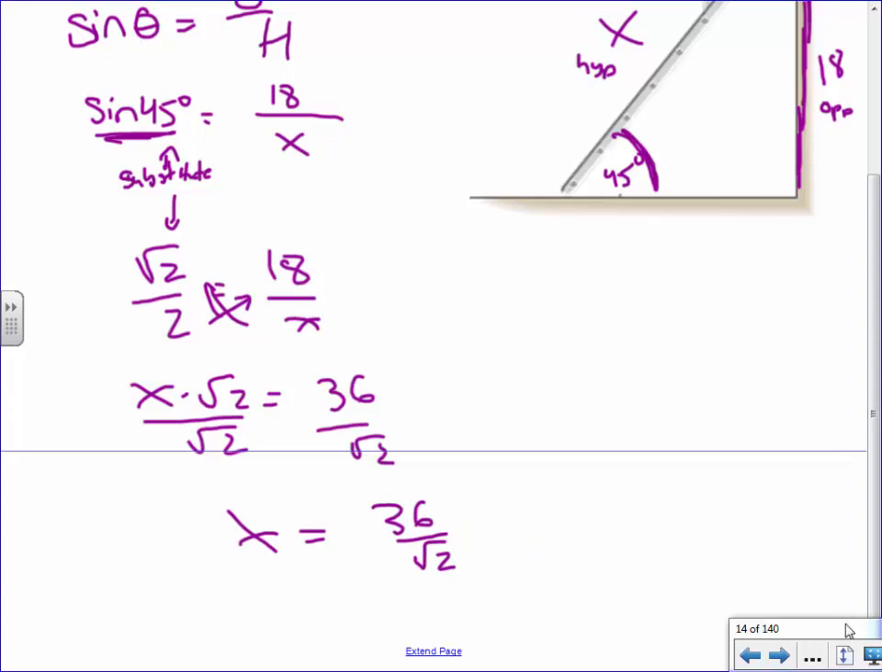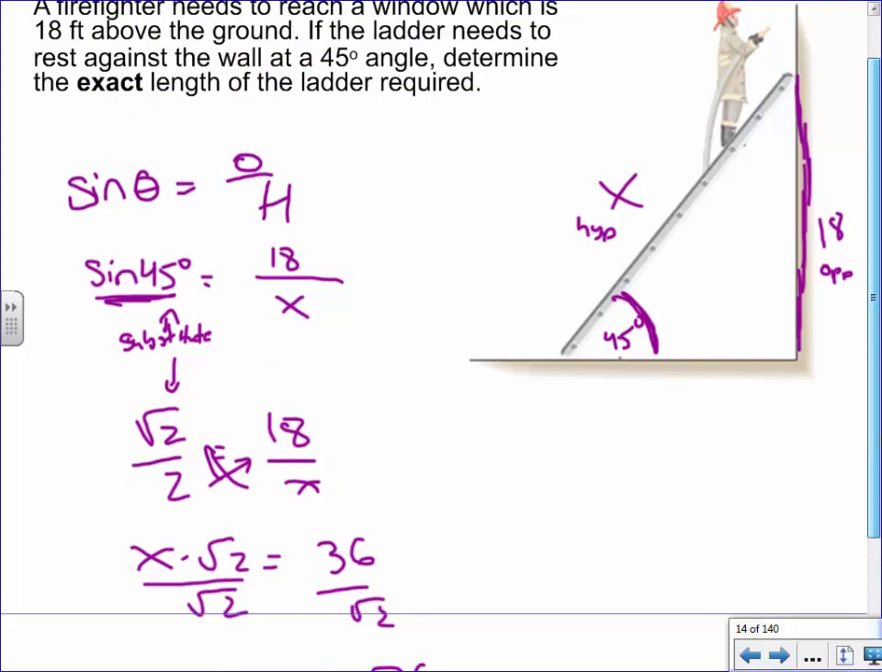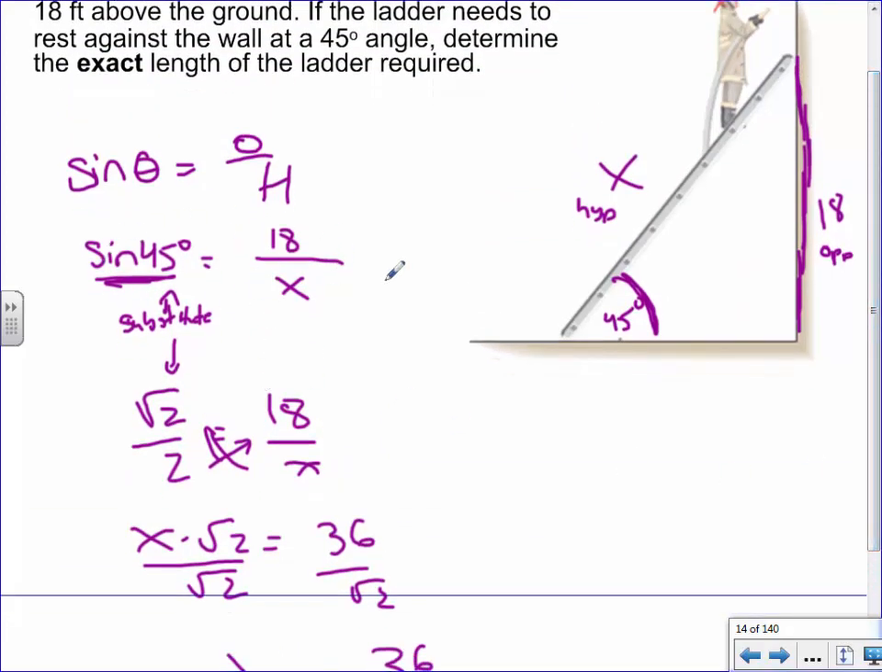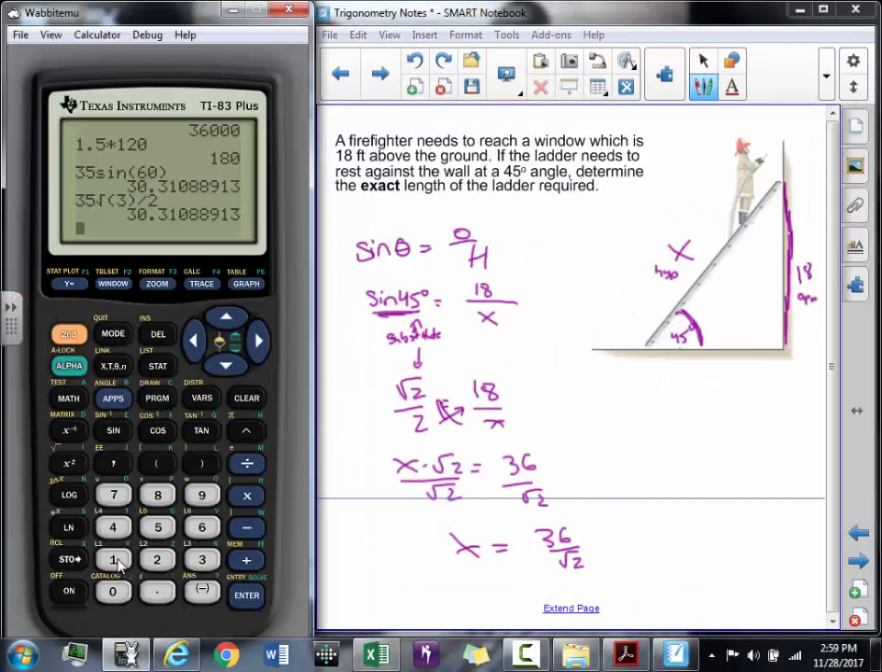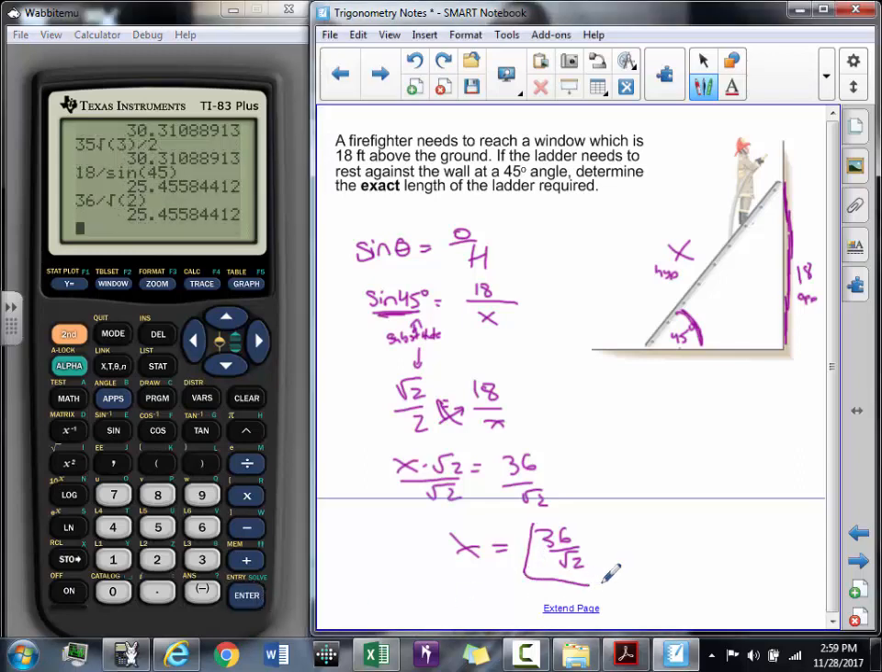Here, let me prove it to you. If I were to have gone back up top here, the way I would have solved for x is it would have been 18 divided by sine of 45. If you did 18 divided by sine of 45, that gives me an answer. But that's a rounded number. I don't want that number, right? A better answer is 36 divided by root 2. It should be the exact same thing, only this is now exact. Only they probably wouldn't write it like this.